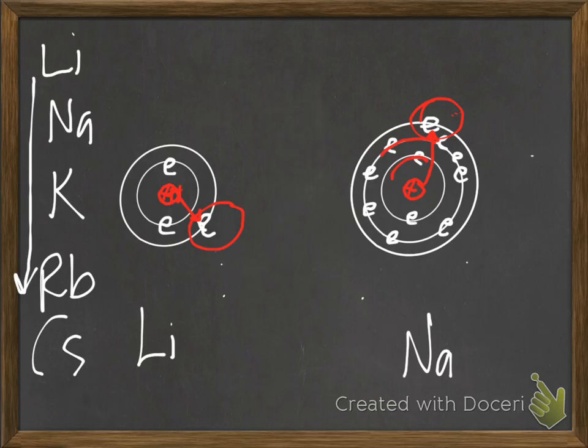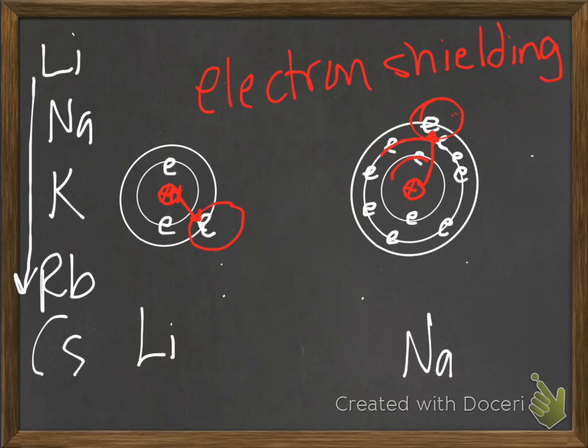It's called electron shielding. Did I spell shielding right? No. I didn't think so. That better? Yeah, that looks right.